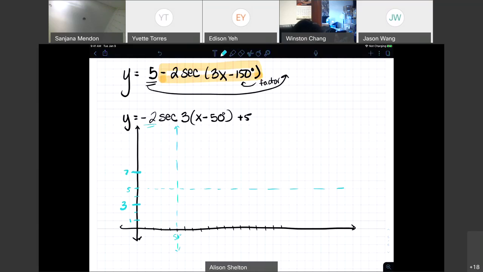And then for the increment, one period is going to be 360 degrees divided by 3, or 120 degrees.